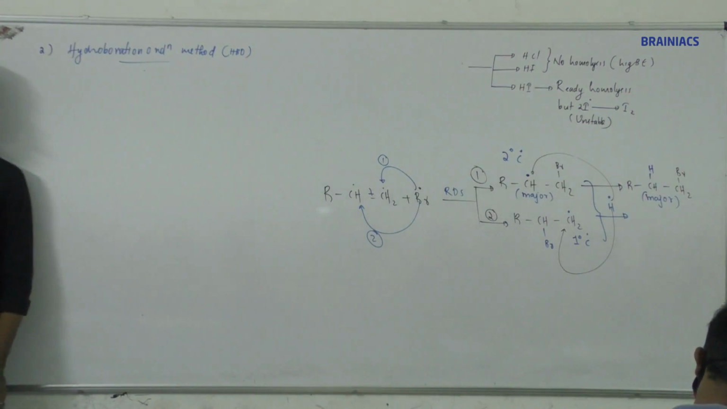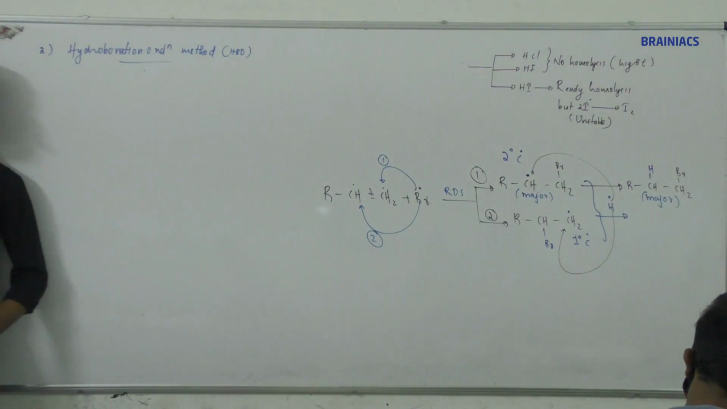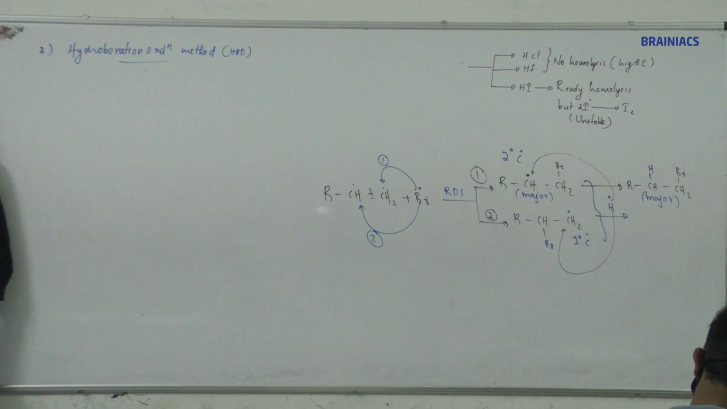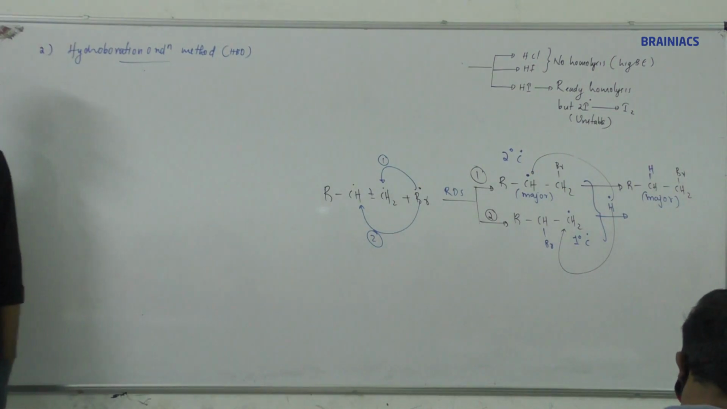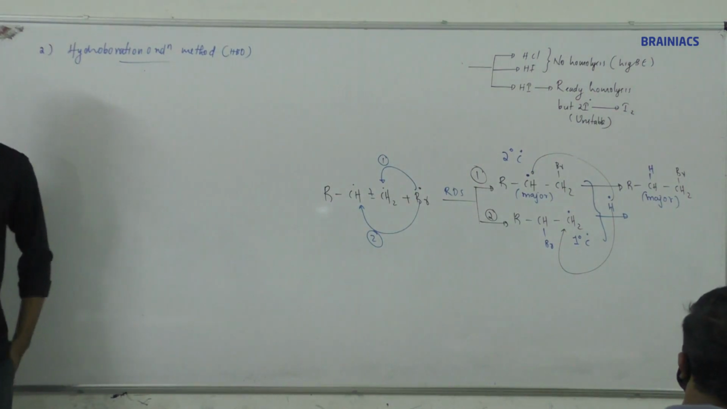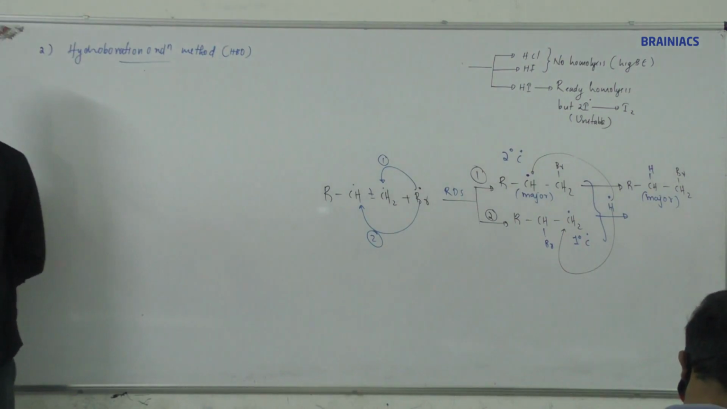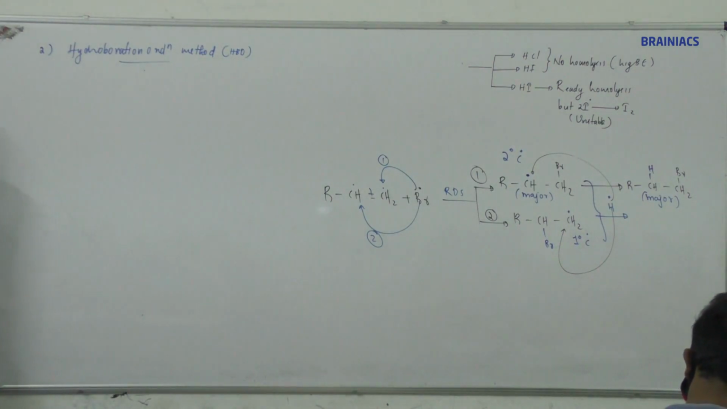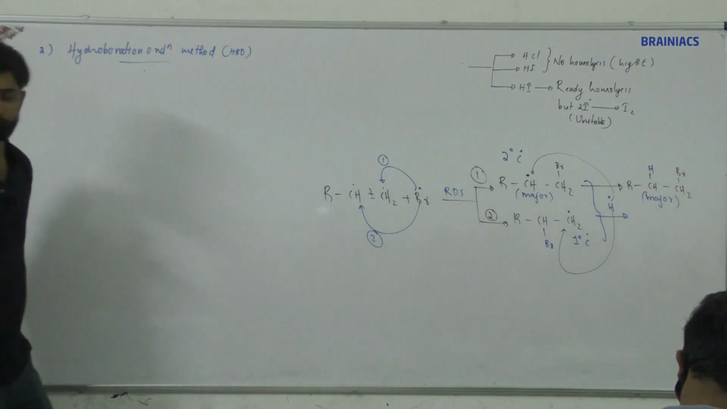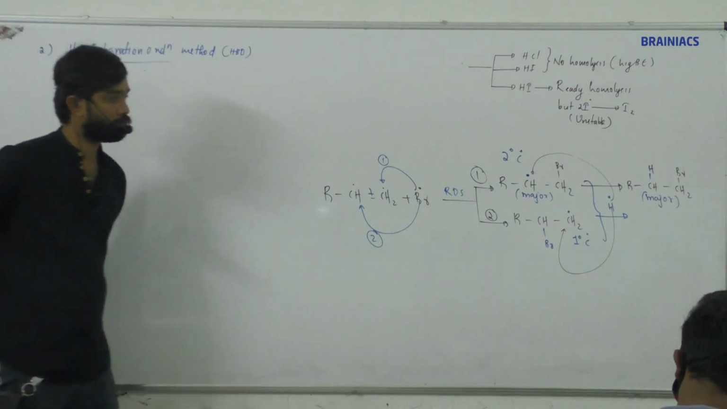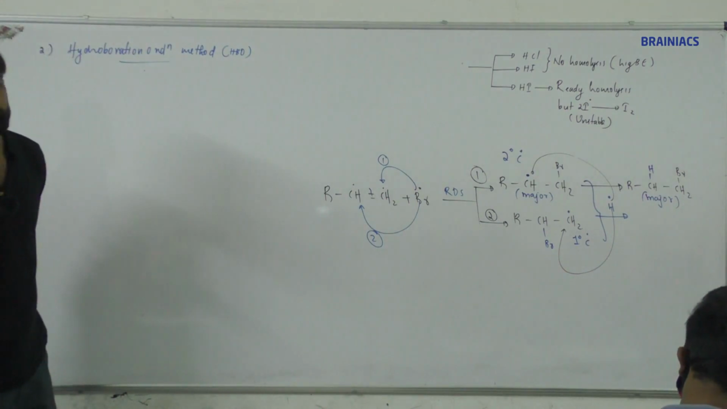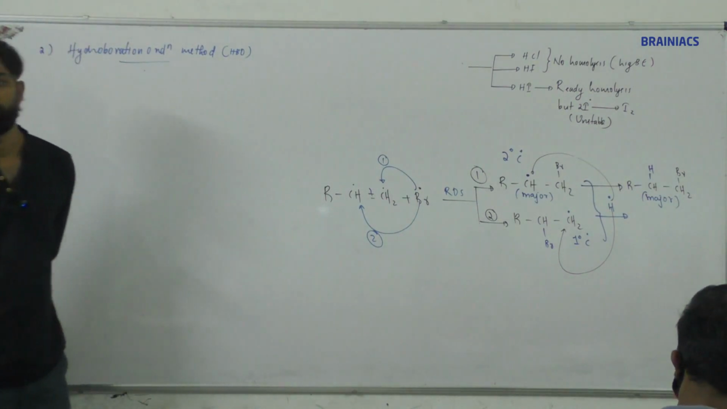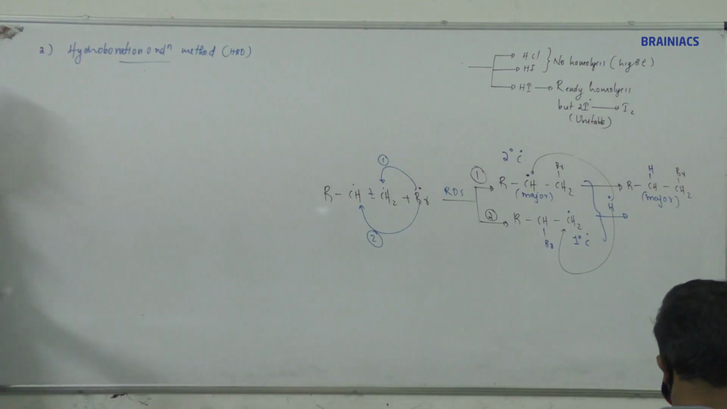The second case where anti-Markovnikov addition is observed is the HBO method, the hydroboration oxidation method. And that's not a peroxide mechanism.